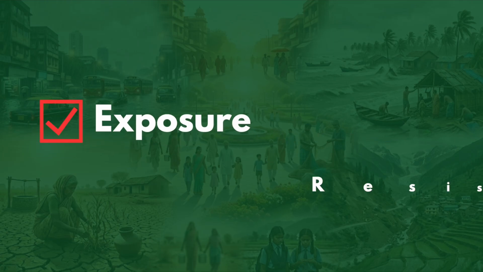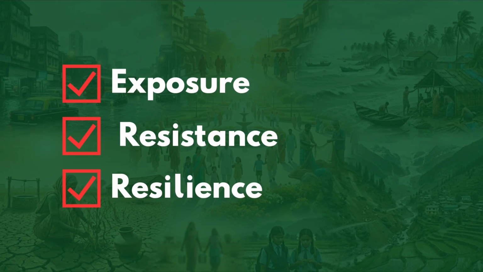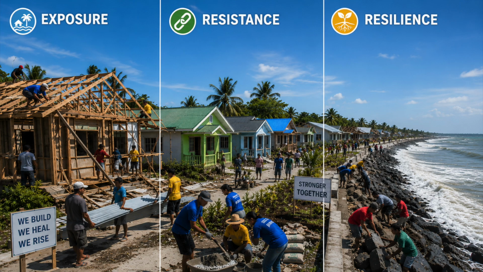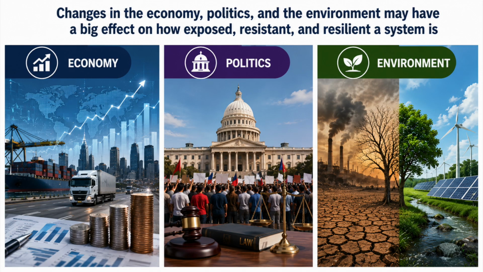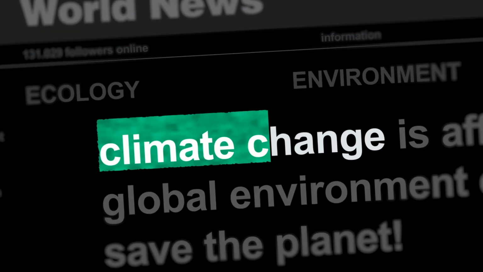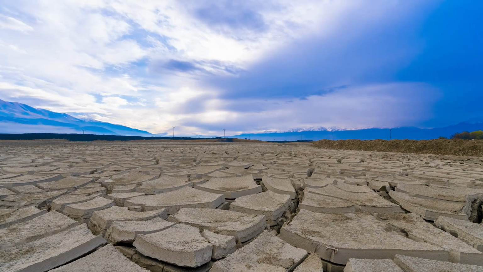These are the three principles that people typically use to explain the concept of vulnerability. These three parts make up most vulnerability evaluations. The basic idea stays the same, even though the words and the terminologies may change a bit from one field to another. Changes in the economy, politics, and the environment may have a big effect on how exposed, resistant, and resilient a system is. At the end, how vulnerable a system is to climate change relies on how sensitive it is, how well it can adapt, and how quickly and in what ways the climate change it meets.